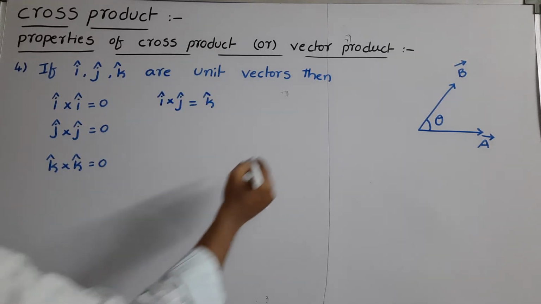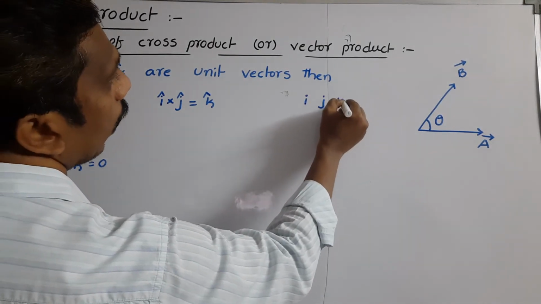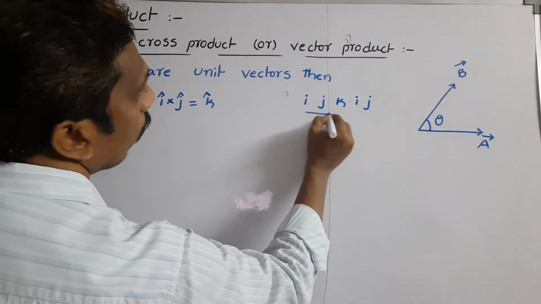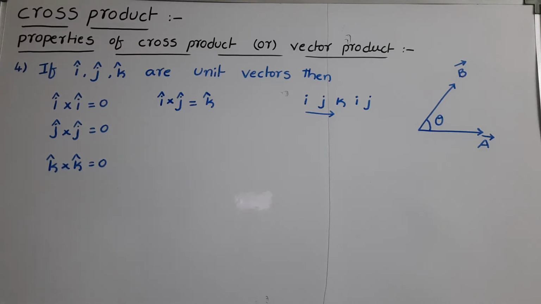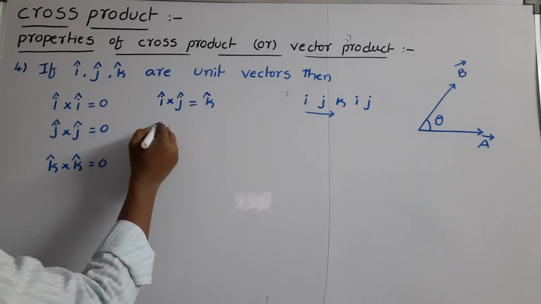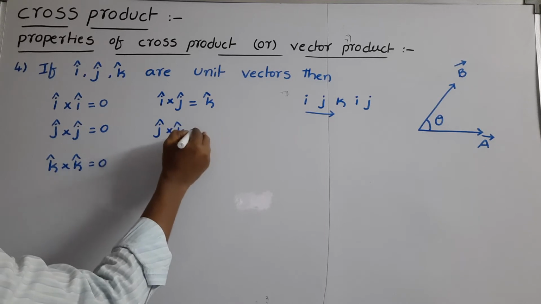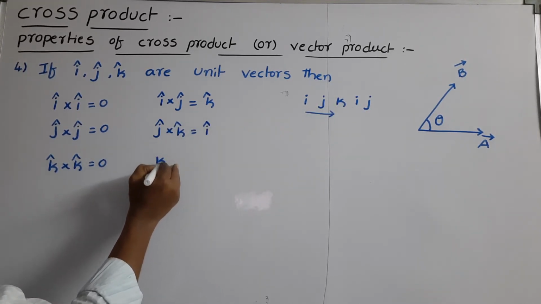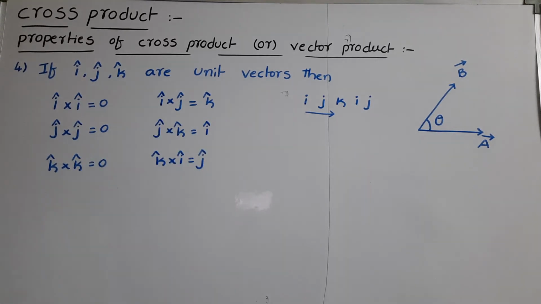Remember, in a simple method, first you write i, j, k, i, j. So we are going in forward direction. If you multiply any two, then we can get the next one. i cross j is equal to k. Same, j cross k is equal to i cap, and k cross i is equal to j cap.